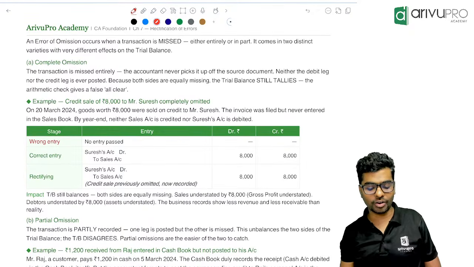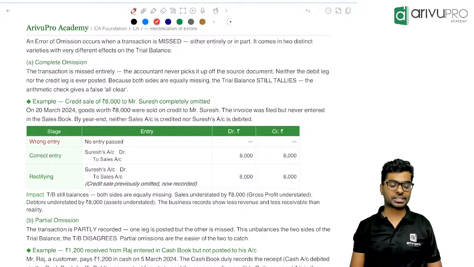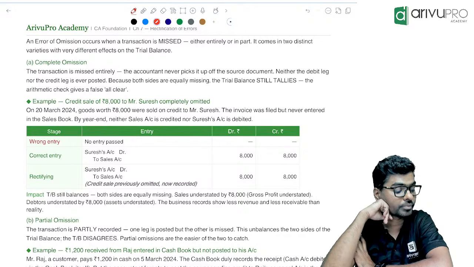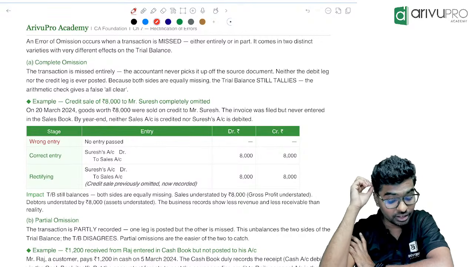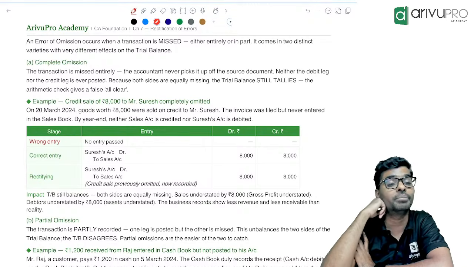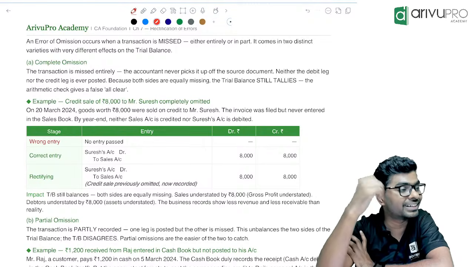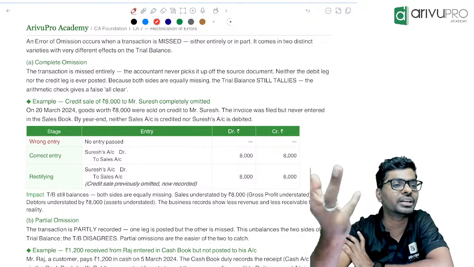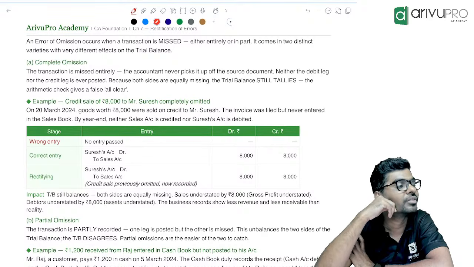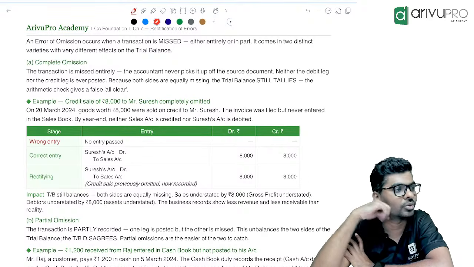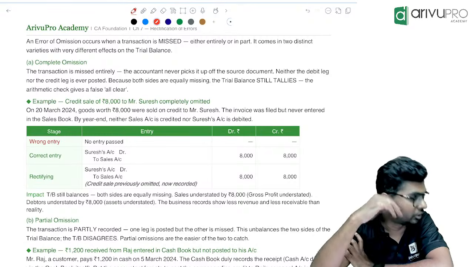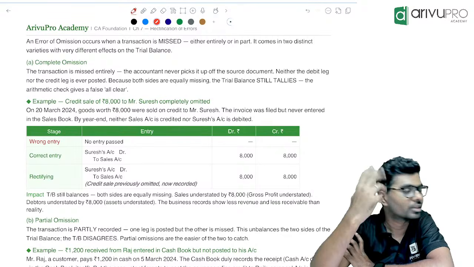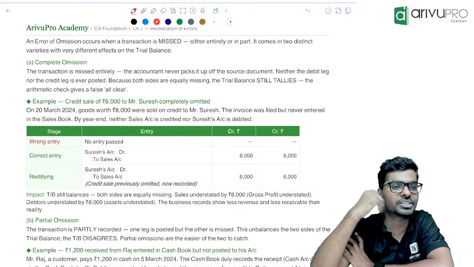Now, look into this. A credit sale of 8,000 to Mr. Suresh was completely omitted. You did not pass the entry. How do you rectify it? By passing the entry. What is the journal entry for making the sale? Suresh account debited to sales account. You did not pass the entry. Now you will pass the entry. Suresh to sales, that is your rectified entry.